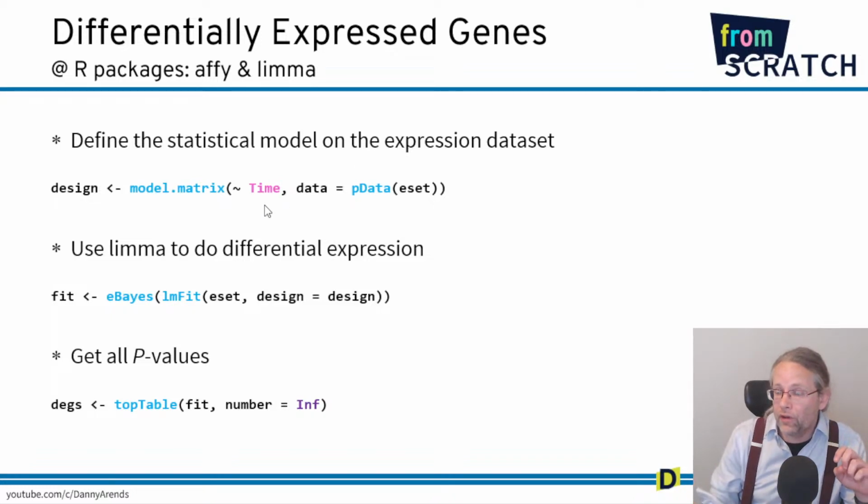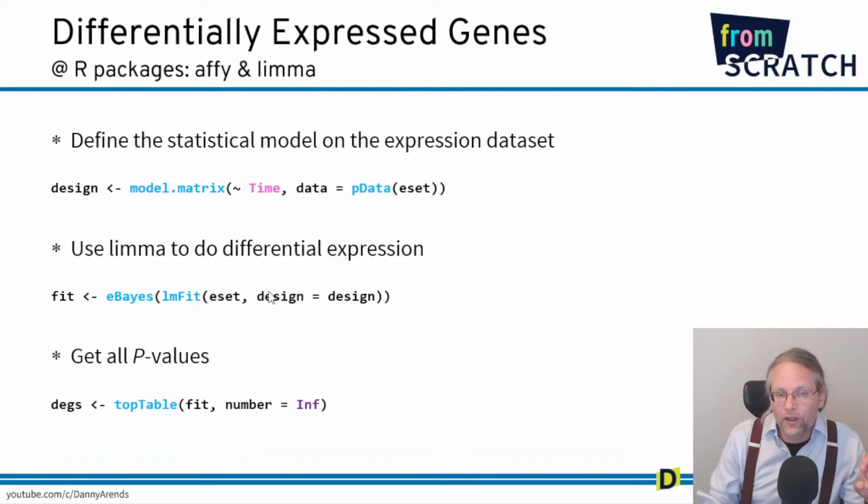Of course, if you not only have control samples, but you have like P53 knockout samples or other types of samples, then here you will make it more complex. So you would say, I want to look at time, but I first want to correct for the sample type, or I want to look not at time, but at the differences between the different sample types that we have.